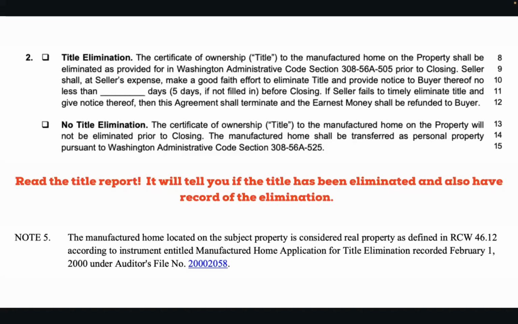I pulled up a blurb from the title report, and on my title report, it was noted on note 5 of Schedule A or B. It says the manufactured home located on this property is the real property defined as the RCW. So this is one place to find it. The auditor's file actually does have a link to the title elimination in its wet signed form.